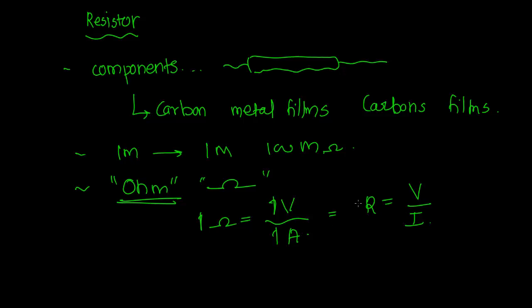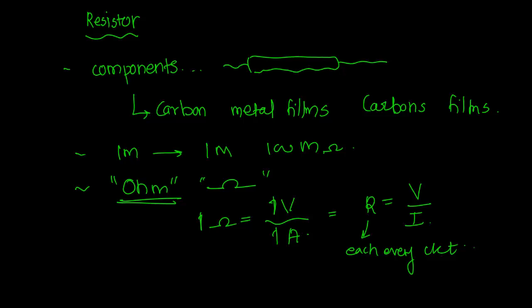So resistance is kind of a taken-for-granted quantity. You can see resistance in each and every circuit. Resistance is there, resistors are there. At the end of this lecture, or maybe in the next lecture, I can show you the actual resistors and different types of resistors. So that's about this slide.